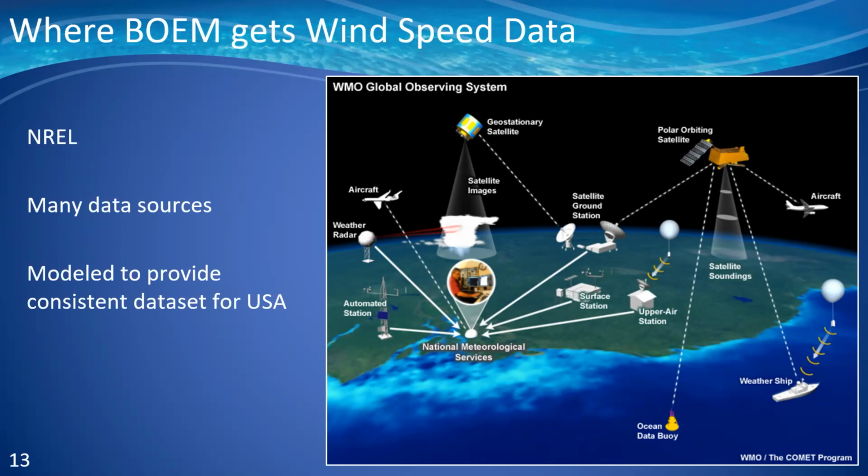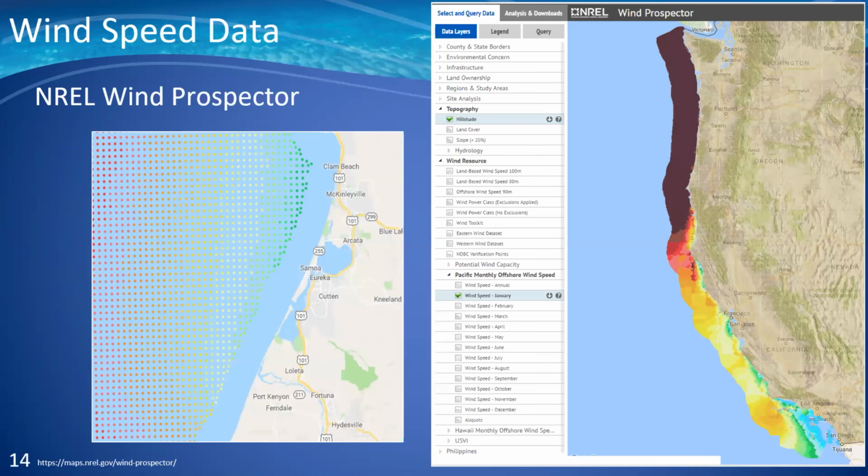It comes from many sources, and it's all brought in together. And you've heard all you need to hear about that earlier. So it's a complicated process, bringing a lot of different data sources together. And the data that NREL makes for us is ultimately available on the Wind Prospector. You heard Mike talk about that earlier.